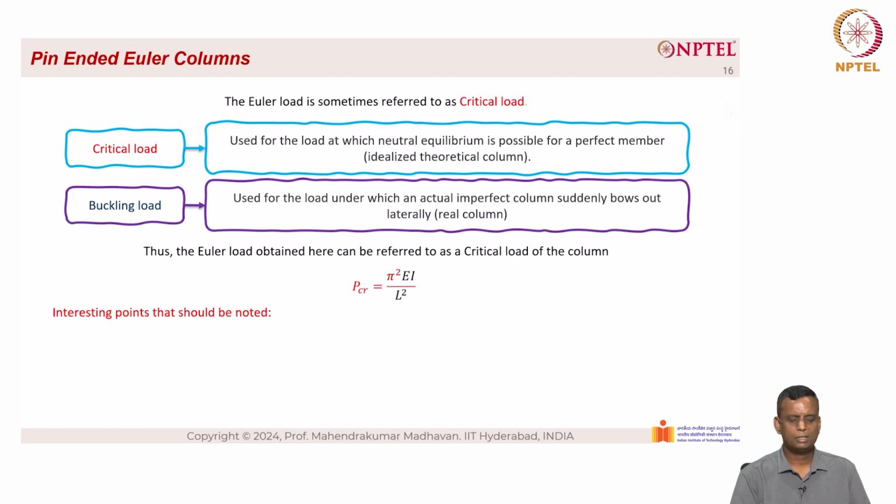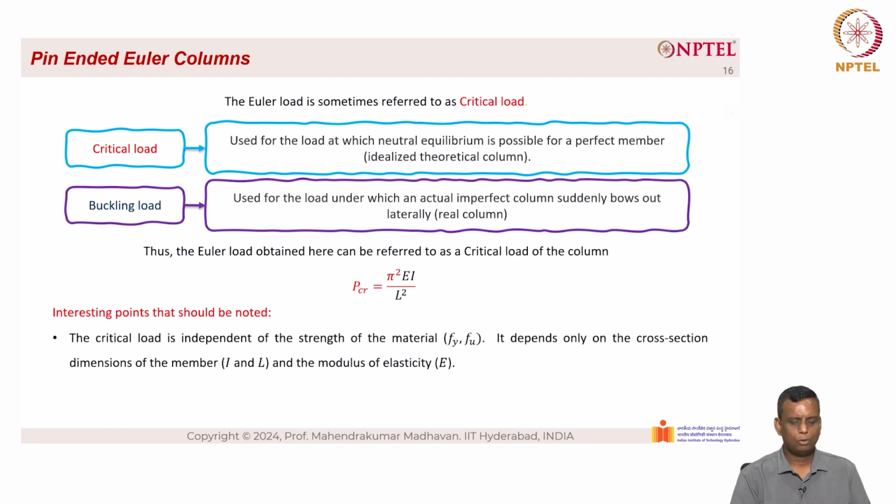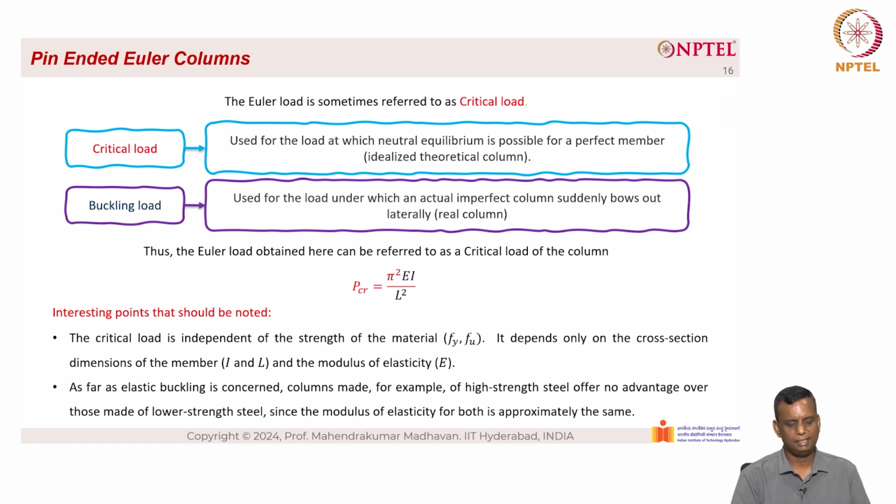The interesting points that should be noted are, the critical load, as you can see from above, is independent of the strength of the material, Fy or Fu. So the above equation does not contain any terms such as Fy or Fu. It depends only on the cross-section dimensions of the member, which is I, the moment of inertia, the length of the member L, and the modulus of elasticity E. As far as elastic buckling is concerned, columns made, for example, of high-strength steel offer no advantage over those made of lower-strength steel, since the modulus of elasticity for both is approximately the same.